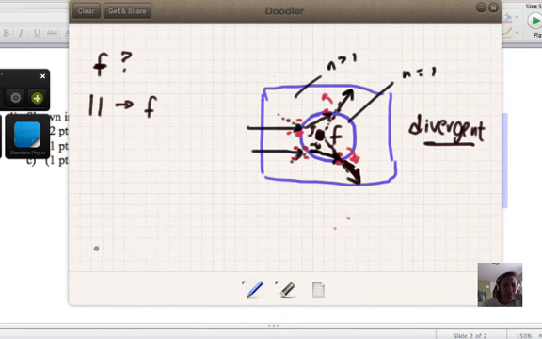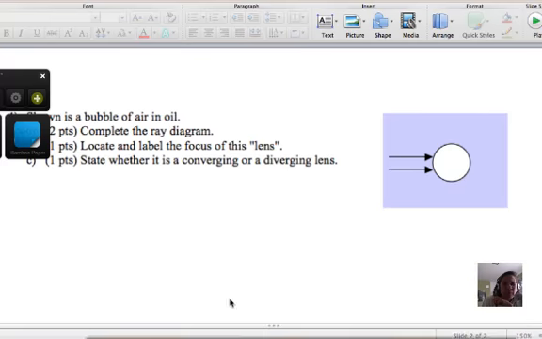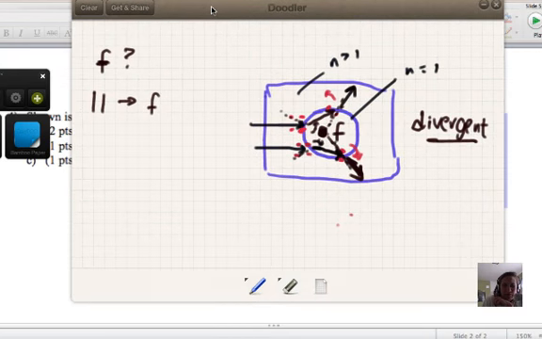And then what was the other question? Is it convergent, divergent, focal point? Just a second. What was it? Oh, complete the ray diagram. Okay, I think we've done it.